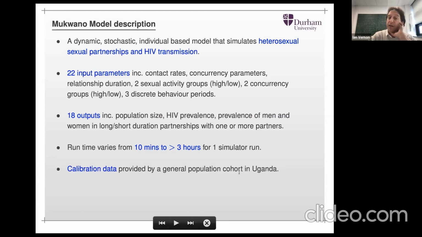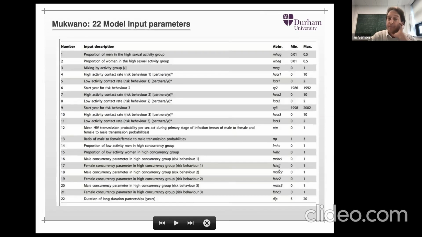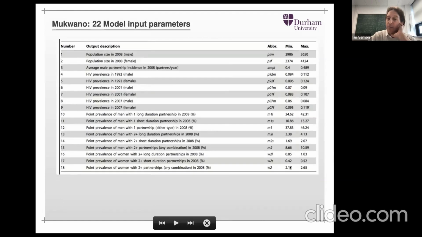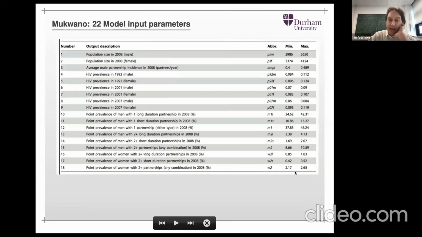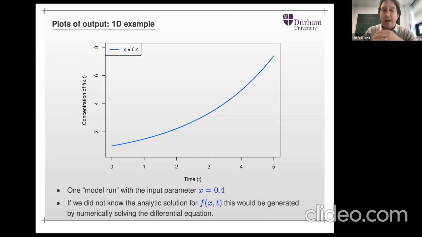Calibration data is provided by a general population cohort in Uganda. So that's a set of the input parameters, there are 22 of them. That's a set of the outputs, there are 18 of them, with target ranges based on data with uncertainties. So that's our game: find values for these 22 inputs to hit these 18 targets and see how we get on.